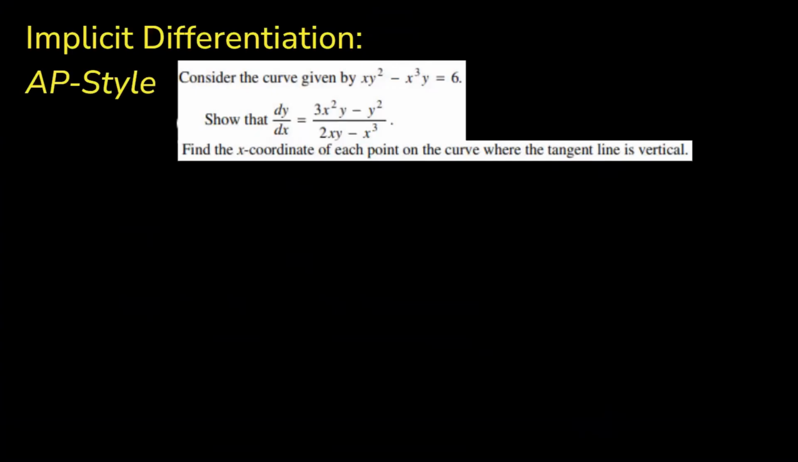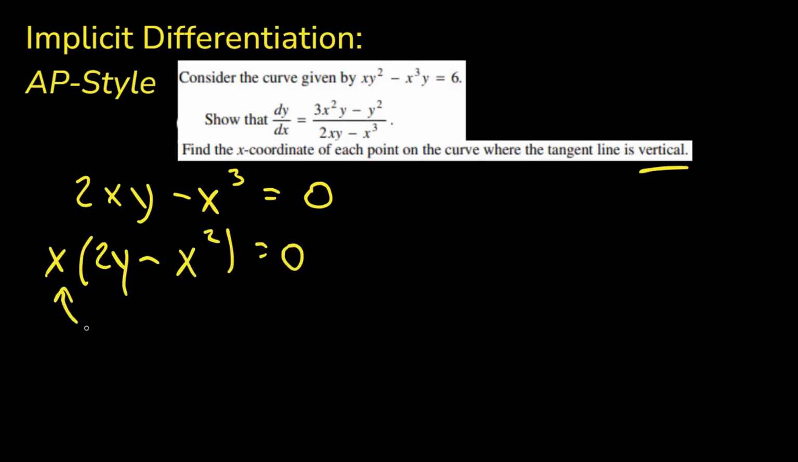So here we have the second part to this question. We want to find the x-coordinate of each point on the curve where the tangent line is vertical. So if you have a vertical tangent line, that means the equation's slope is undefined at that point. Since we have a rational type expression here, this is going to be when the denominator is equal to 0. So if I take 2xy minus x cubed and set it equal to 0, I can factor out an x and would have, this means that x would have to be equal to 0. In this one, that 2y minus x squared would have to equal 0 also.